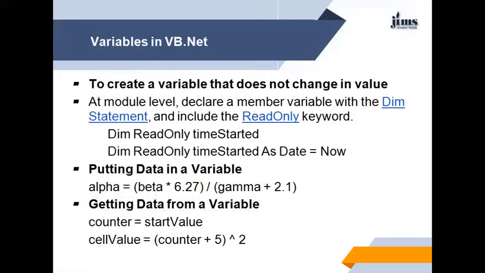Putting data in a variable, as in other languages, we can do alpha equals beta multiplied by 6.27 divided by gamma plus 2. In this way, we will get the variable data. Getting data from a variable: suppose a variable counter equals the start value, or a counter value of 0. Now if we are incrementing this counter value, then this value will be changing. That will be the cell value.